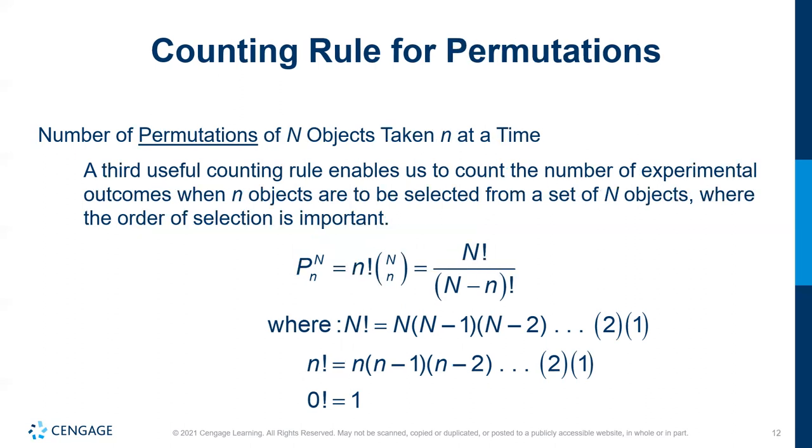Okay. The other type is called a permutation. And this one is a little different than combination, because with a permutation, the order of selection is important. And here's what I mean by that.